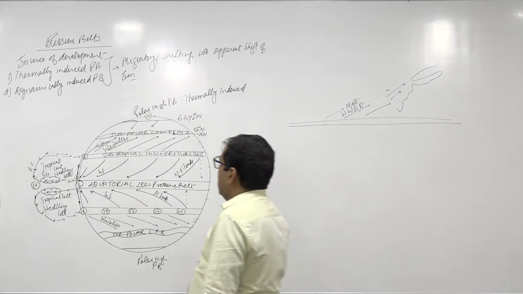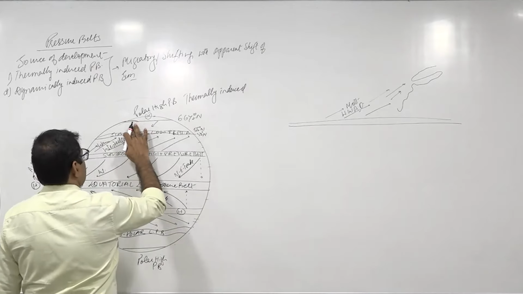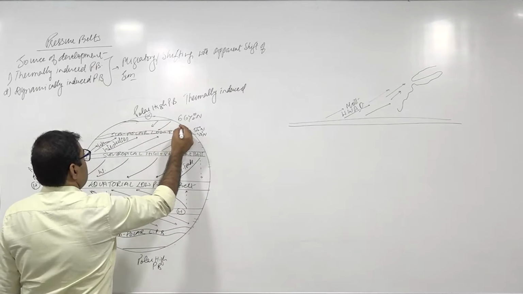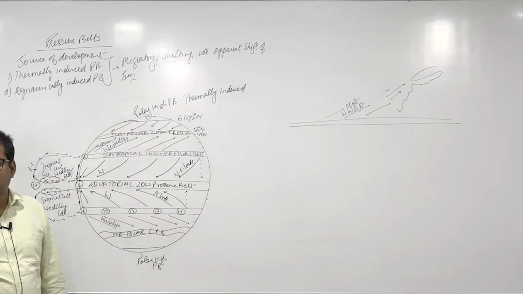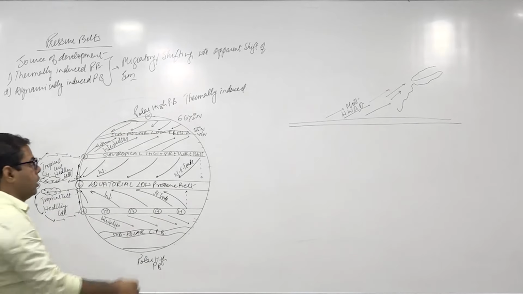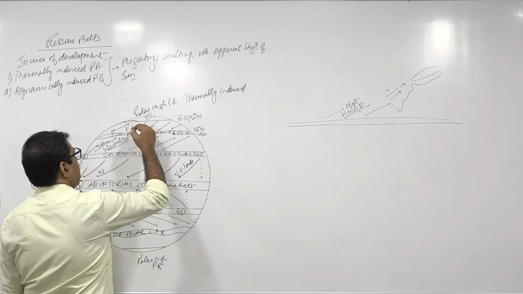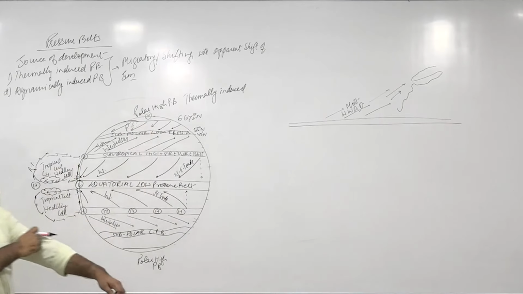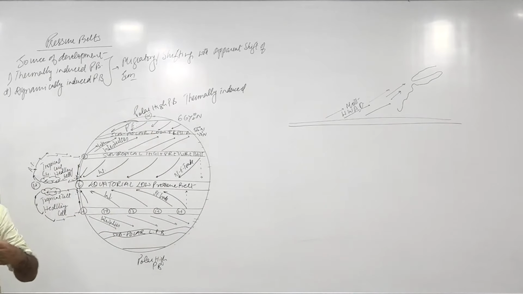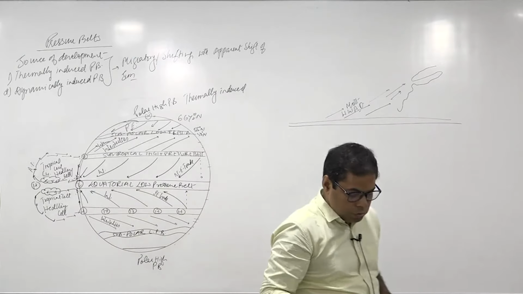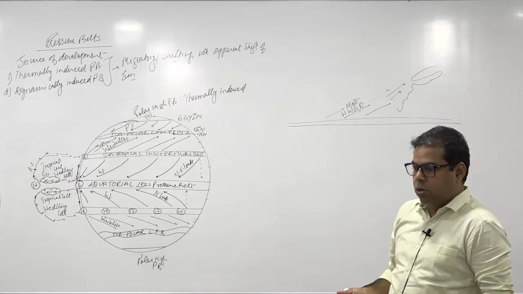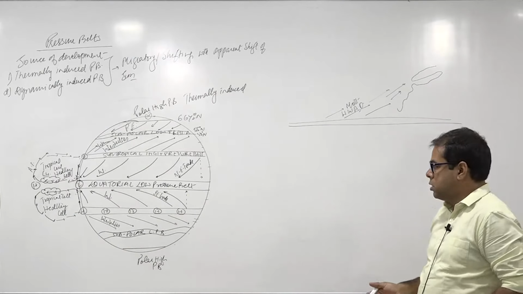Then another parcel of wind, surface winds, are coming. They are from the polar areas. This is called polar easterlies. Coriolis force deflecting to the right. So this is called the easterlies, polar easterlies. Is it warm or cold? Simply cold, because it is coming from the cold surface.